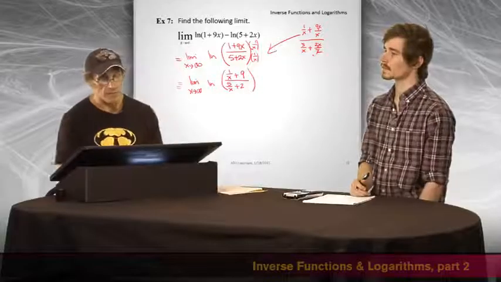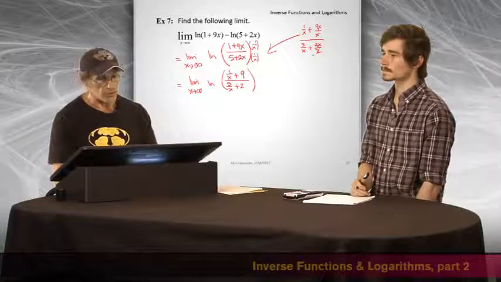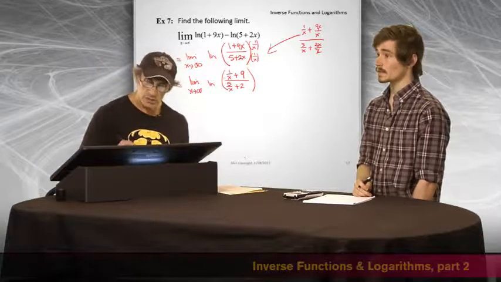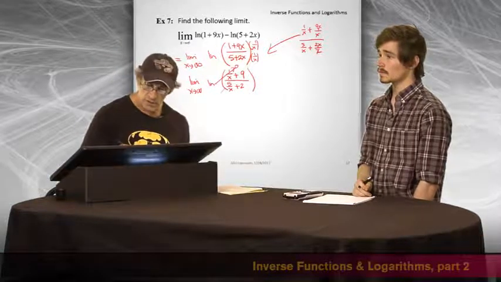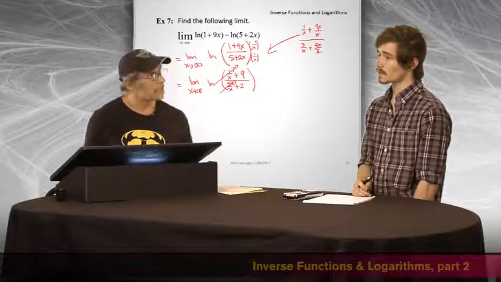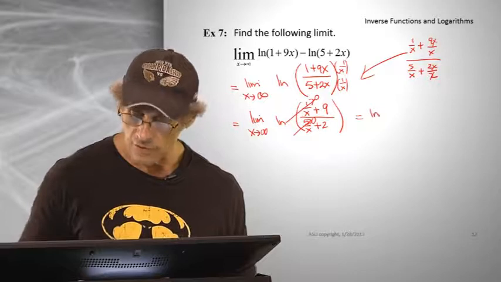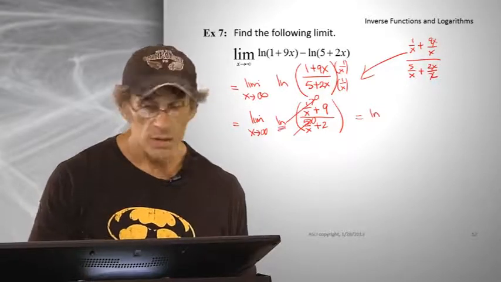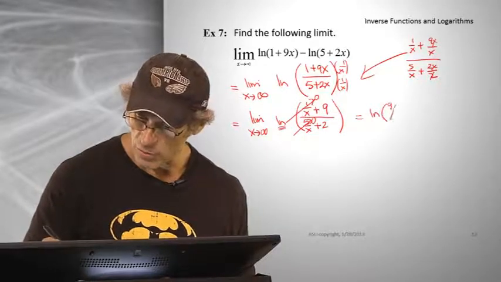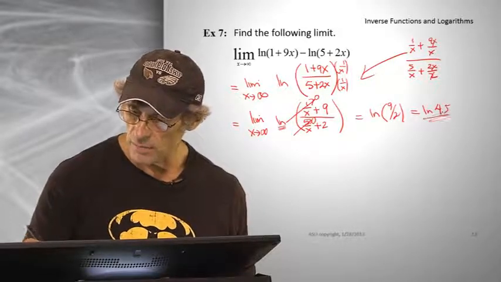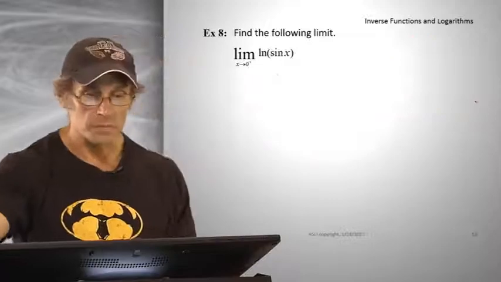Right. Now, as x is approaching infinity, what is 1 over x doing? It's approaching 0. And what is 5 over x doing? Approaching 0. I can see my answer. What is my answer here? It's 9 over 2. Very good. It's the natural log of 9 over 2, or the natural log of 4.5. Excellent. Let's do one more.